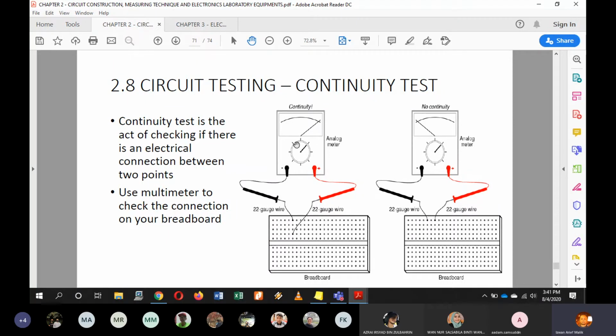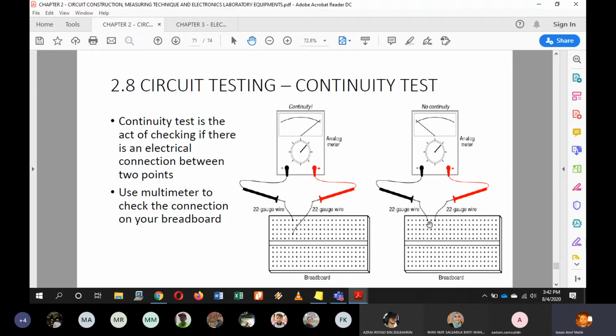Okay. Example here, if you place 1 point here and another point on this 1, 2, 3, the fourth row, okay, you will get a value on your multimeter. Means that there is continuity, means that there are connections, which comes from the black probe going to this point and then transfers to the red probe back into the multimeter. So you will have readings here.